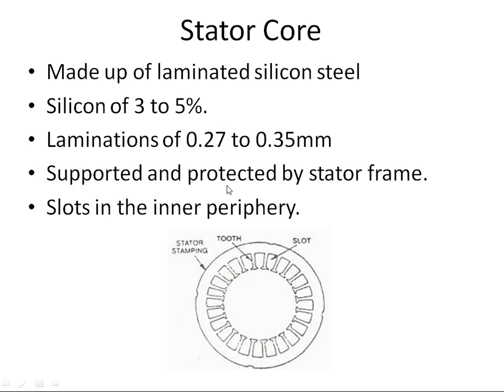This stator core is supported and protected by the stator frame. There are dovetail type slots provided in which all these laminations are slid, and at the end they are bolted tightly together to form the stator core. There are slots in the inner periphery. These slots are provided to carry the three-phase armature winding. These slots are always in multiples of 3 into 2, 3 being for three-phase and 2 being the number of poles. Poles are always in even numbers, so these slots are always in multiples of 6.